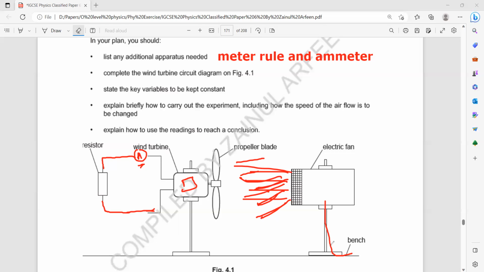And there will be an ammeter here to measure the current in the electric fan. And how can we change the speed of the electric fan? By changing the resistance of the electric fan. So the key variables which we will control are the height of the fan above the bench and the distance of the fan from the propeller blade.